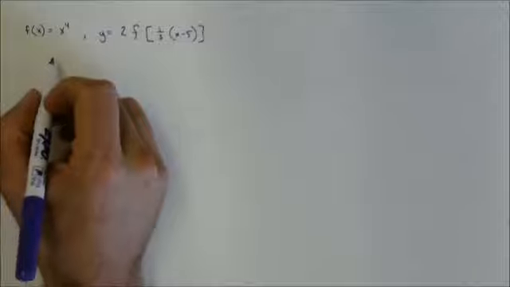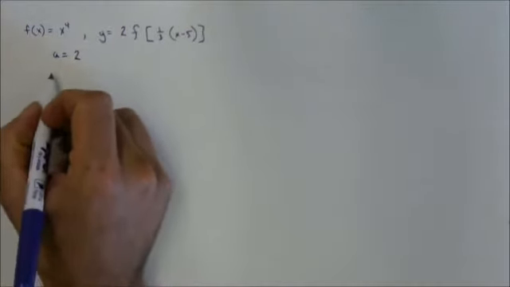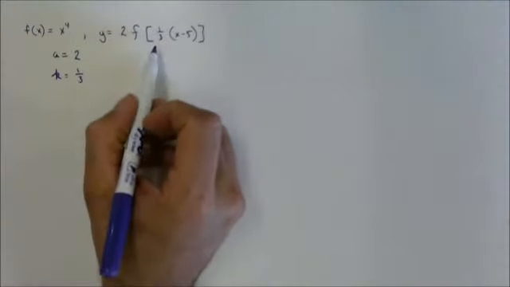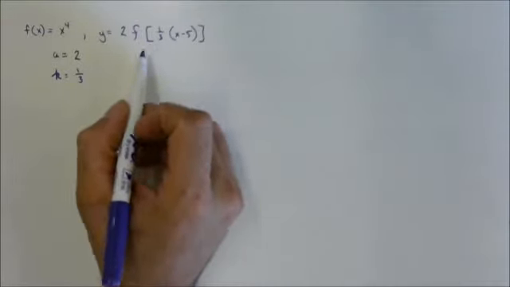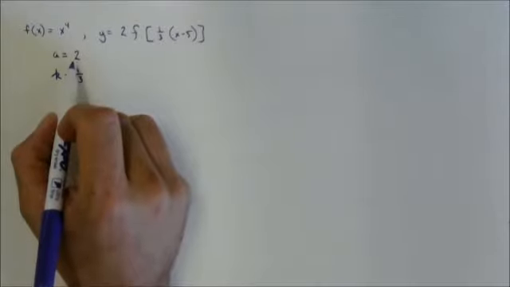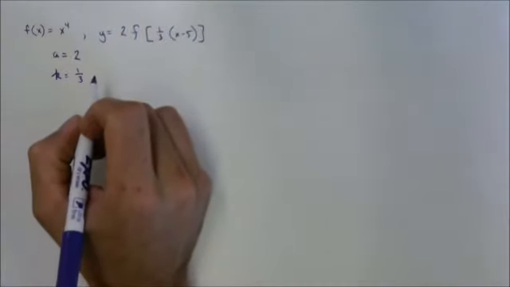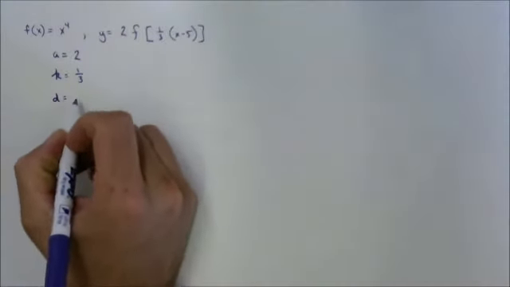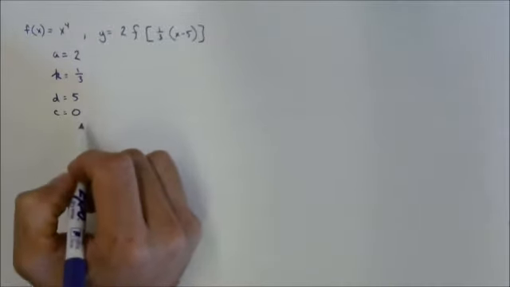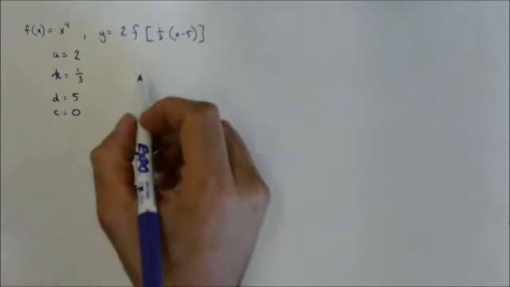All right, what are the parameters? What's the value of a? 2. What is the value of k? 1/3, which means a horizontal stretch by a factor of 3. a is a vertical stretch by a factor of 2. Good. c and d: d is equal to 5, c is equal to 0. I'm not going to jot down what each of these things do. We've done that enough. But here we go. We don't even need to graph it.